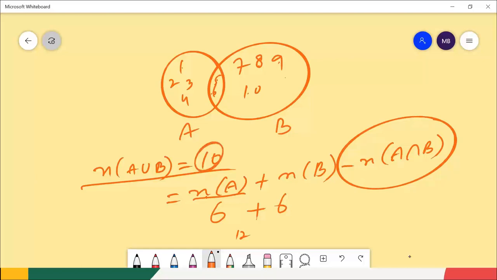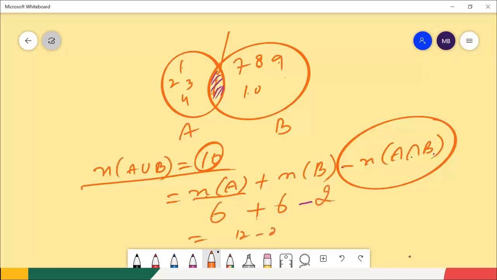Why is this answer? Because there are some elements which are common, which were counted twice. While counting the number of elements in set A, we have counted 5 and 6. And while counting the number of elements in set B, we have again counted 5 and 6. So this means we have counted this area twice, and we need to exclude it once. That is the reason for minus the number of elements in A intersection B. A intersection B means the number of common elements, that is 2. We have to exclude 2.